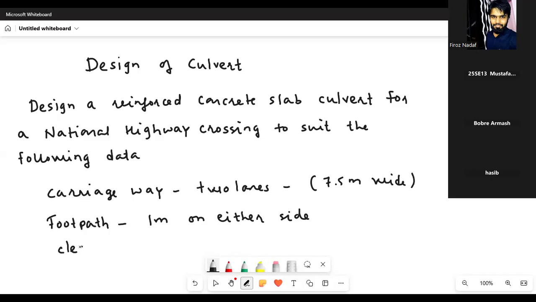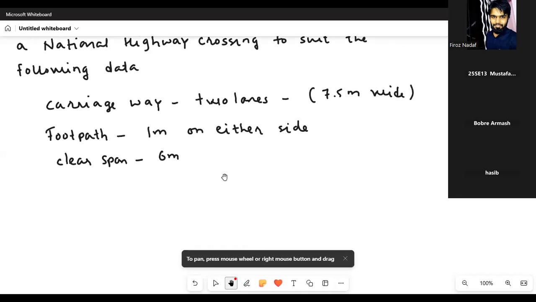Clear span of the bridge is given. This is equal to 6 meter. Then they have given the wearing coat. In the previous class, we discussed what is wearing coat. Thickness of the wearing coat is given to you. Here it is 80 mm. Then width of the bearing. It's a kind of support that you provide to the bridges. Bearings are the support that is provided to the bridges.